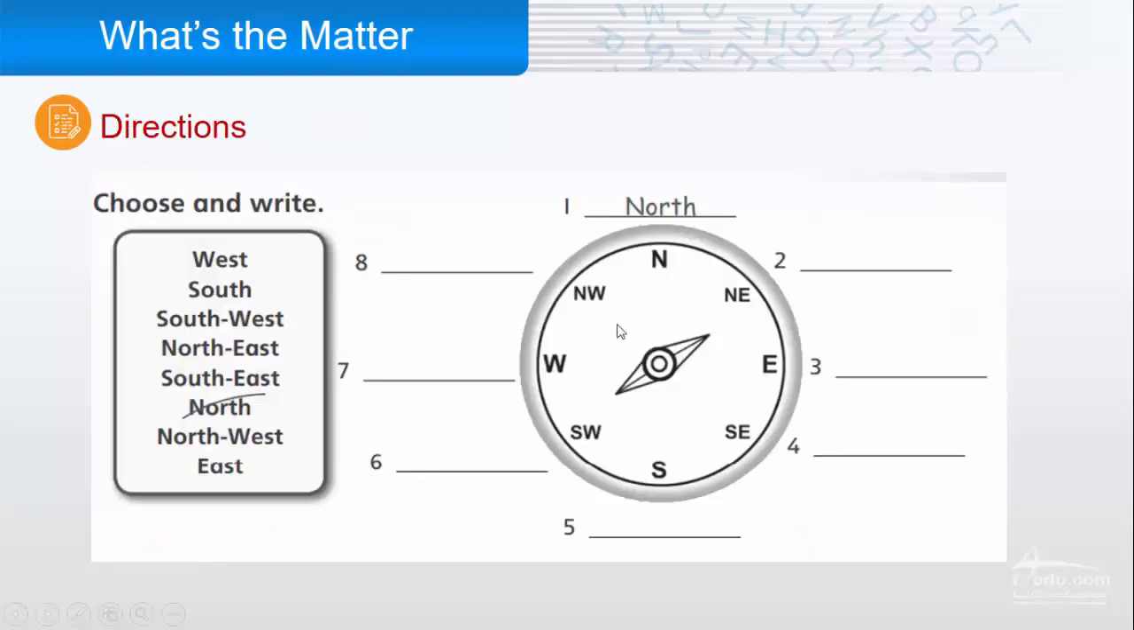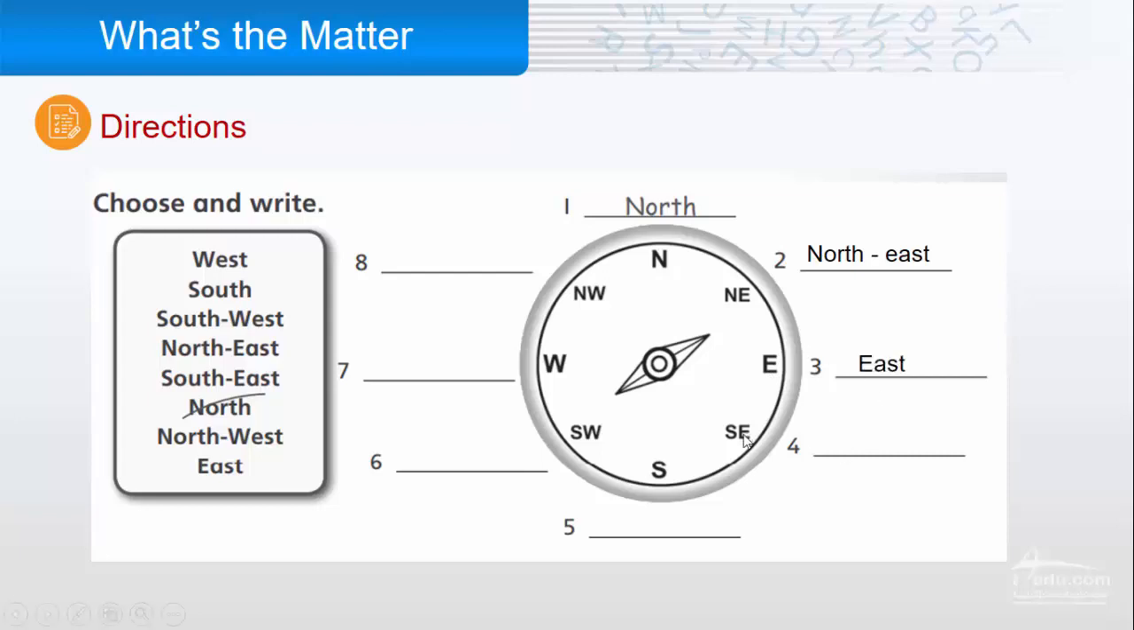Now look at the compass and write the directions from 1 to 8. We use the words in the box. Number 1, we have the letter N, north. 2, NE, northeast. 3, E, E is east.